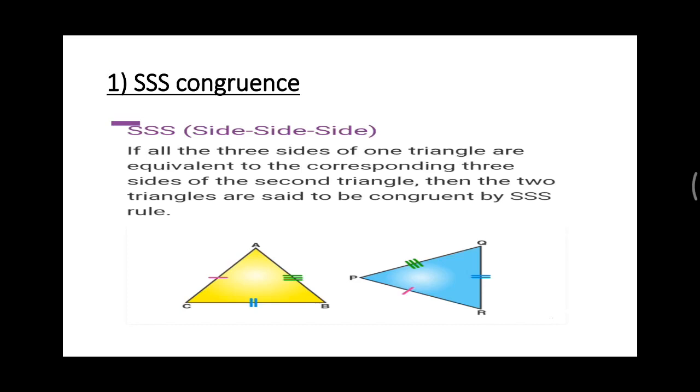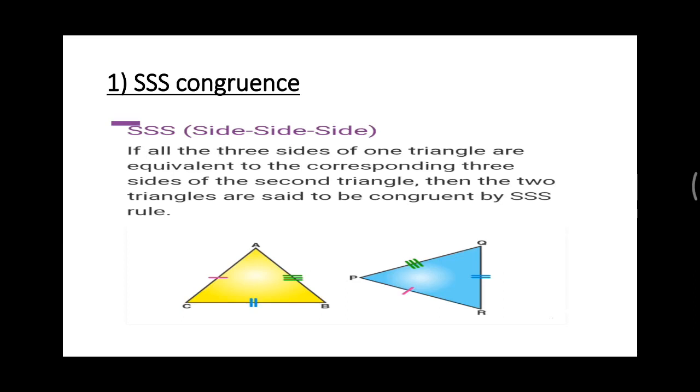Now first one is SSS congruency. Two triangles are congruent if all three sides of the triangles are equal to one another. Means two triangles will be congruent by SSS congruency only if all three sides are equal, then these triangles will be congruent to one another by SSS congruency.